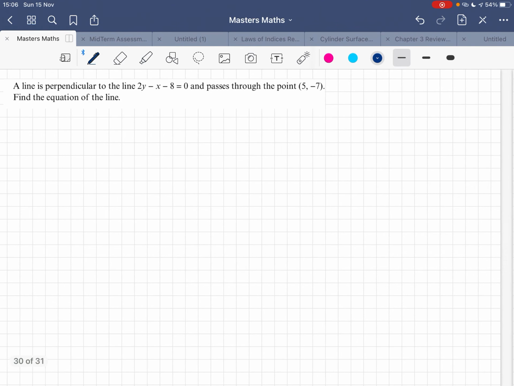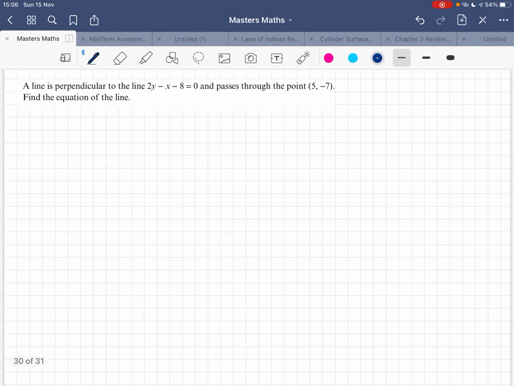Right, the last one, I think. No, not the last one. A line is perpendicular to the line 2y minus x minus 8 equals 0 and passes through the point (5, -7). Find the equation of the line. So it's very similar to the parallel one we did. We need to work out what the gradient of this line is, and then we can find the perpendicular gradient and use that and this point to work out the equation of the line we're interested in.